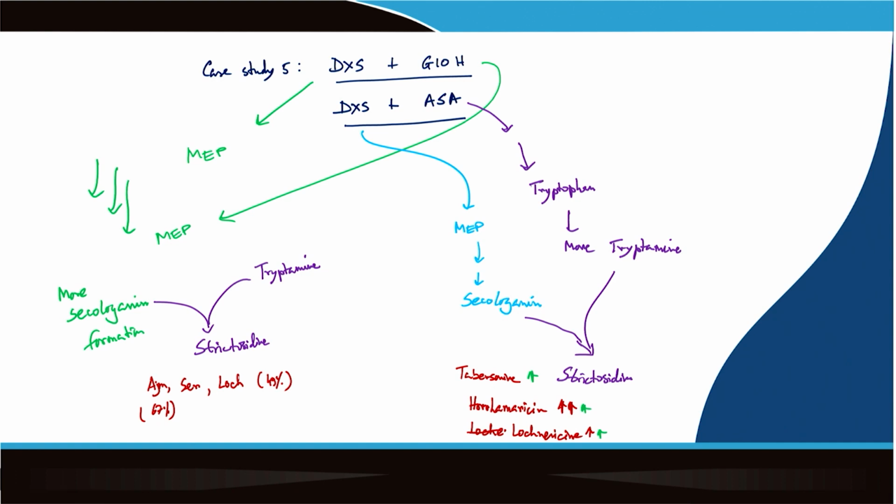So, tabersonine content was enhanced, hörhammericine content was enhanced, as well as lochnericine content. Here some data was provided: tabersonine enhanced by 34%, hörhammericine enhanced by 30%, and lochnericine enhanced by 27%. That means this is also a very positive outcome, because you know that it is basically enhancing strictosidine, and that eventually leads to formation of all downstream products.